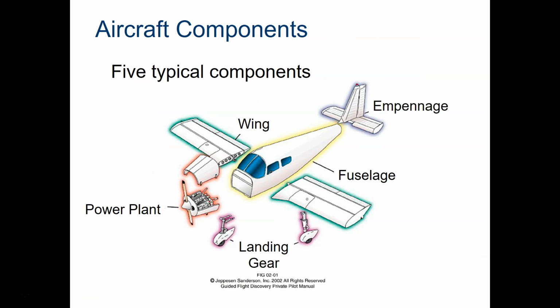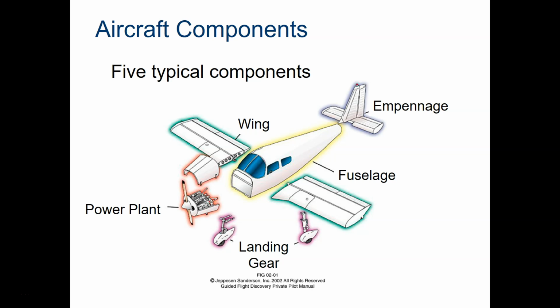The fuselage is the typically enclosed space that holds the cockpit and cabin. The cockpit is the term for the area where the pilots control the aircraft. The cabin is where the passengers sit or cargo is stored. The fuselage serves as the structure to which parts of the aircraft are attached.